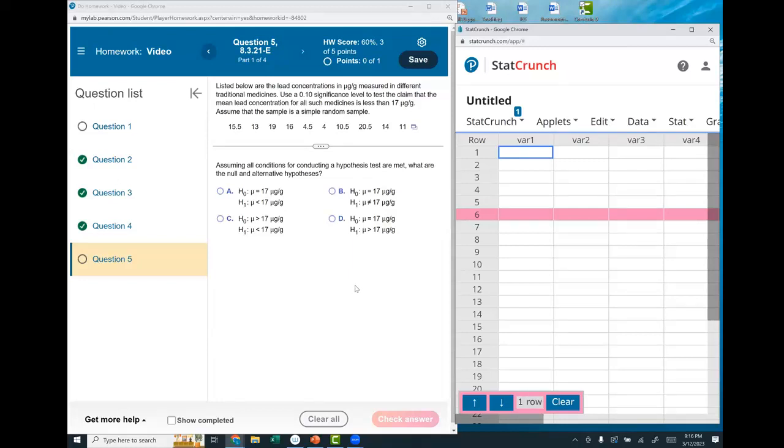Okay, so we always know that our null hypothesis has the equal. And our alternative is going to have the less than, which is actually our claim. So that looks like the right one.